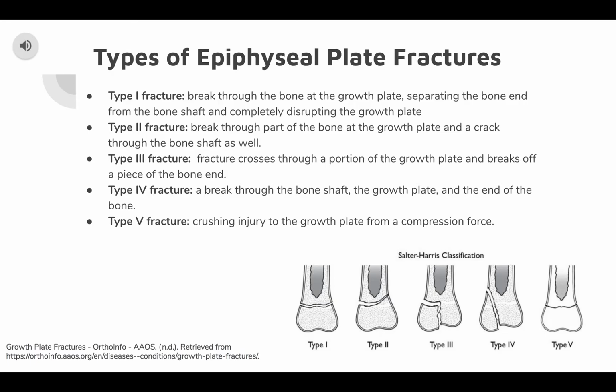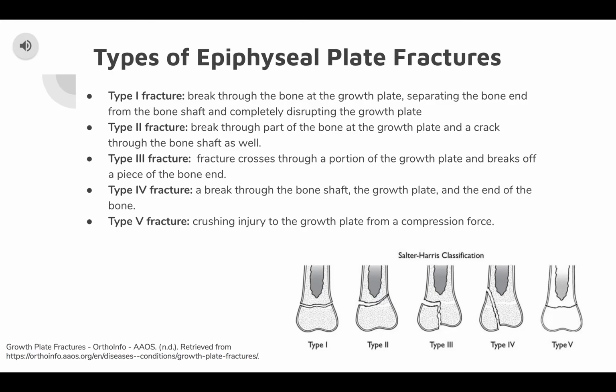There are 5 different types of epiphyseal plate fractures. Type 1 is a break through the bone at the growth plate, separating the bone end from the bone shaft and completely disrupting the growth plate. Type 2 is like an extension of type 1. It's similar in that it is a break through the bone at the growth plate. However, with type 2, the crack goes through the bone shaft as well, and this is the most common type of growth plate fracture.